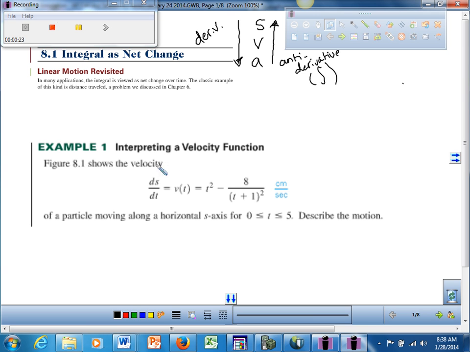So in our first example, interpreting the velocity function, I want you to graph our velocity function in y1. Right now, on Zoom 6 would be fine. Everyone's calculator is out. If everyone is putting this in their calculator.